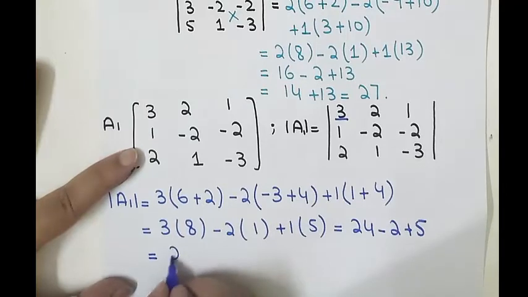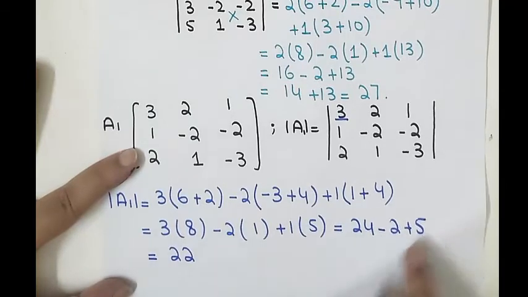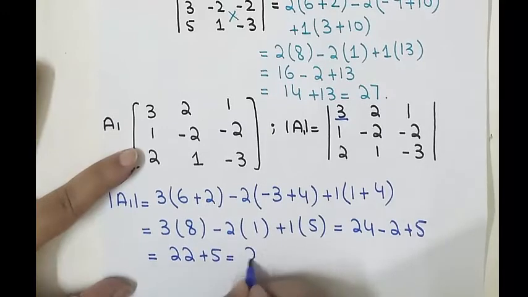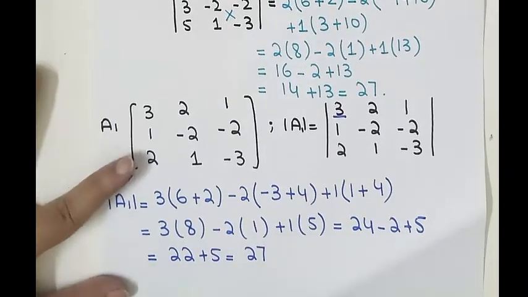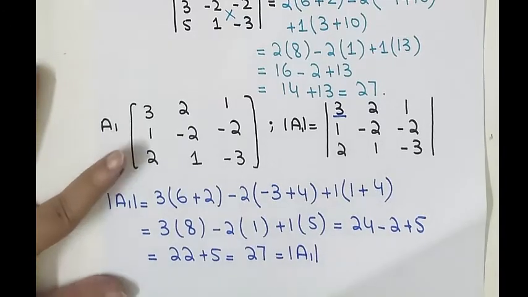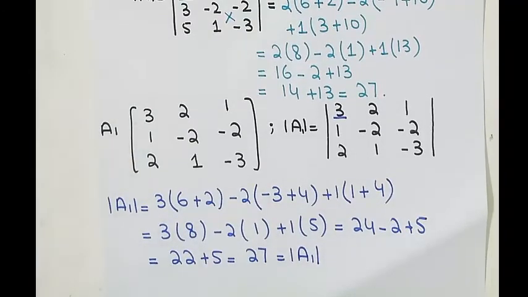24 minus 2 times 1 is 22, plus 5, which is equal to 27. This is the value for A1. Similarly, we will find the value of determinant A2.